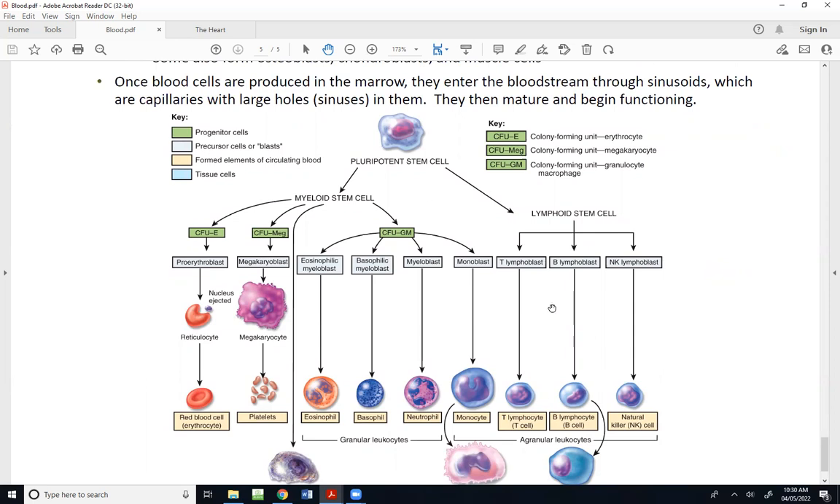Once again, no image on this segment of the exam, so don't worry about this complicated image. Just wanted to include it so you can see how we go from one original cell to all these other cells.